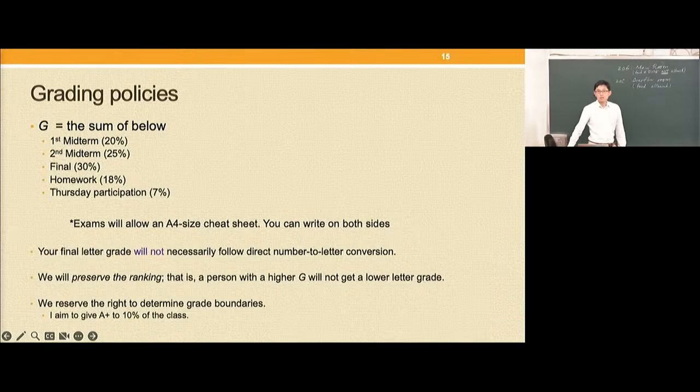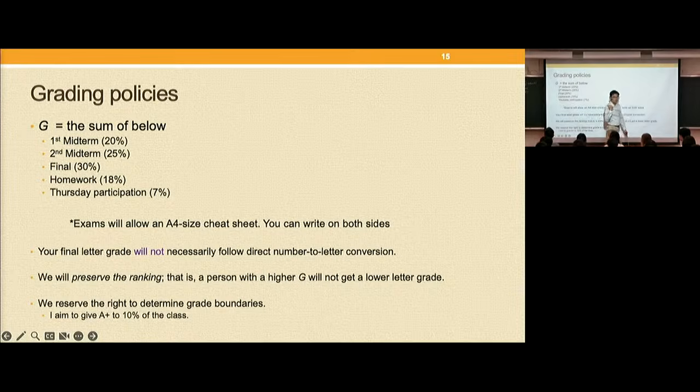Last year, maybe they were doing too well. So last year I gave almost 30% A+. They really worked hard. But typically, in my teaching career, I give A+ to 10%, maybe 15%. Okay? Last year was sort of an exception. I will need to share with you my findings. So any question regarding the grading policies? Any question regarding the policies?